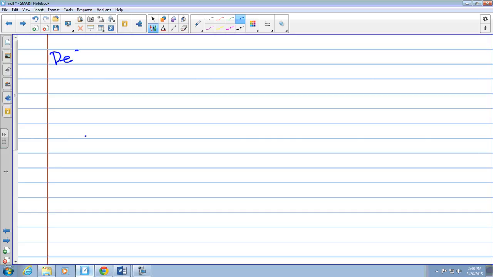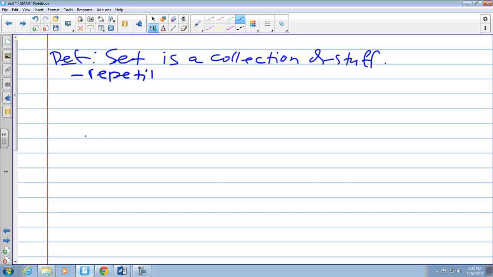So quick definition, a set is a collection of stuff. That's all it is. It's just a collection. And the thing about sets, they're repetition free, meaning if something is in the set, you don't need another one of the same thing in the set. So if chair is in the set, you're done with chairs. Okay, just one at a time. And it's unordered because sometimes you cannot put things in order.